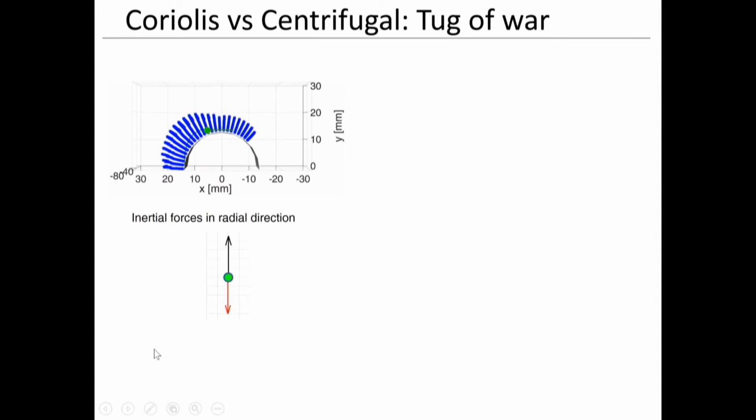There's sort of this balance of forces depending on where the particle is. And since we actually have the equation of motion, we have all the velocities, we can actually compute them, right? So we can compute centrifugal and Coriolis forces. We cannot compute the pressure gradient, and we cannot compute the viscous forces.